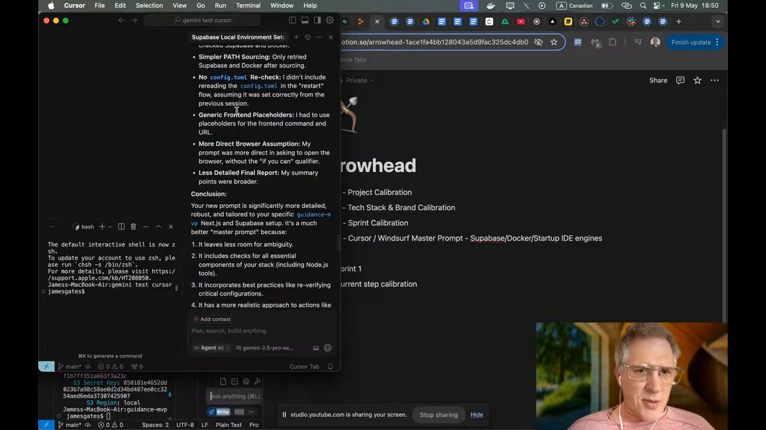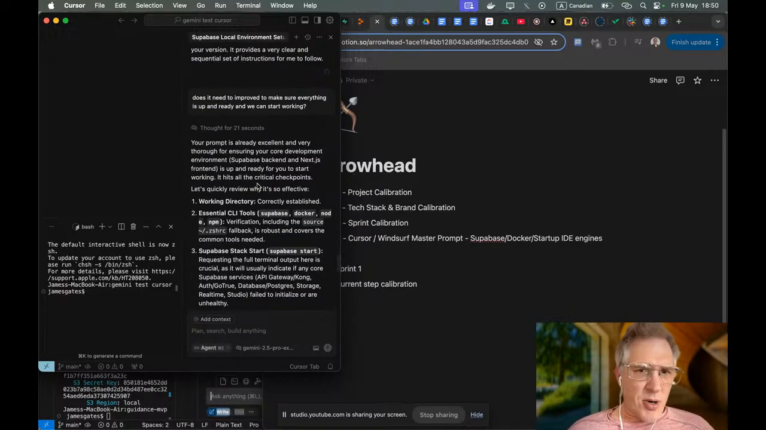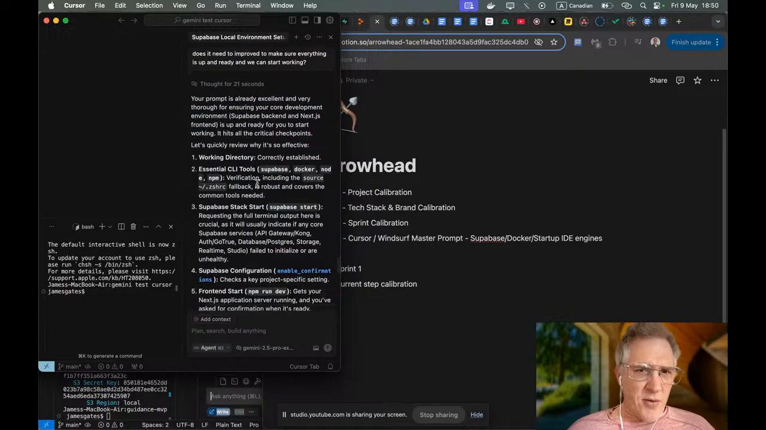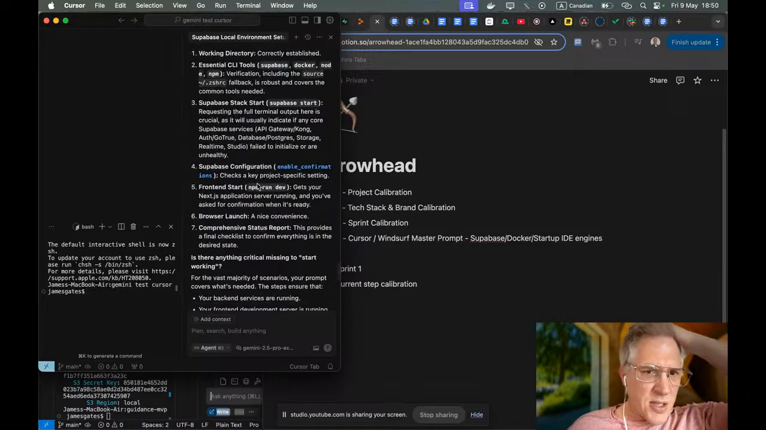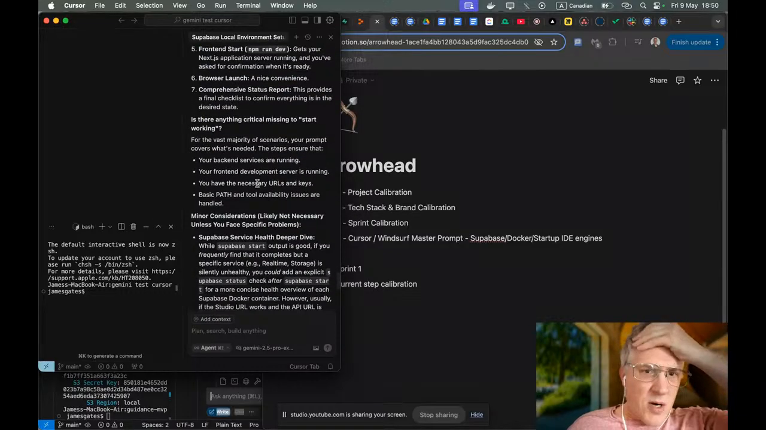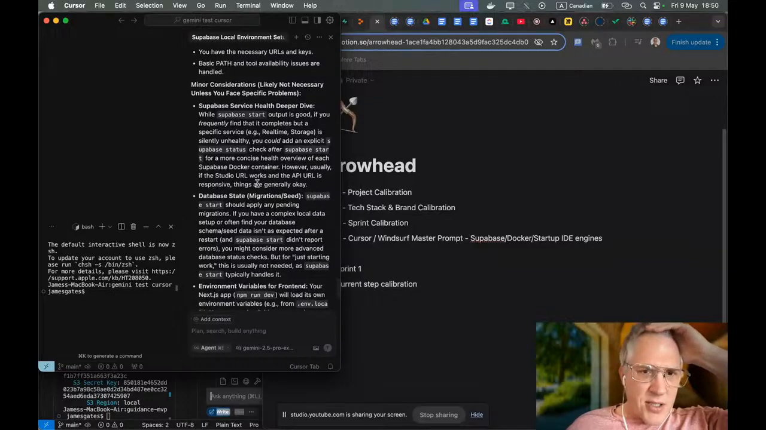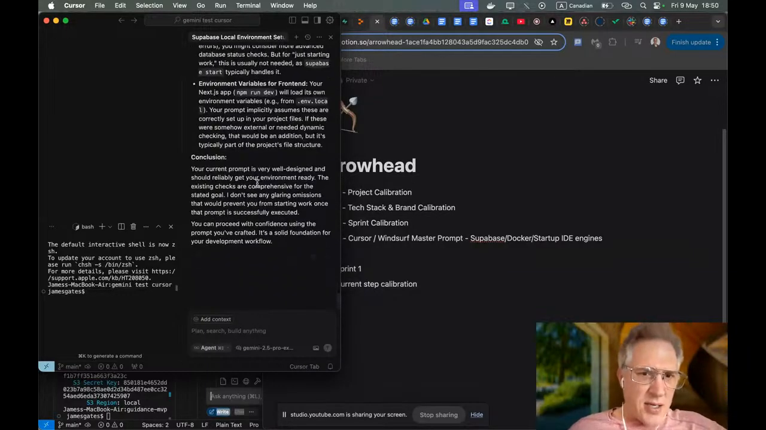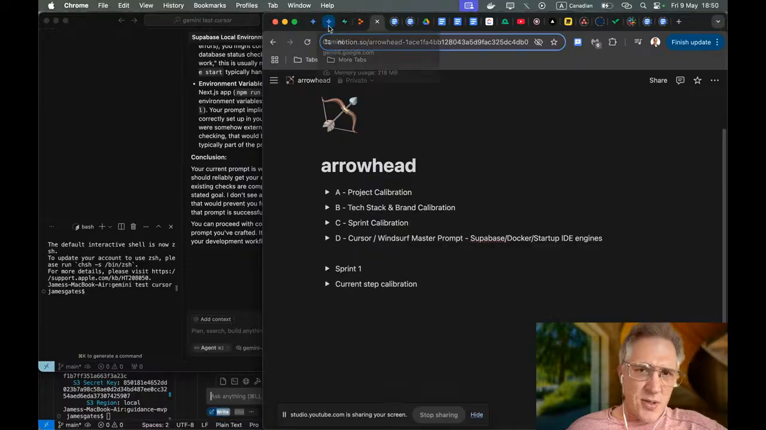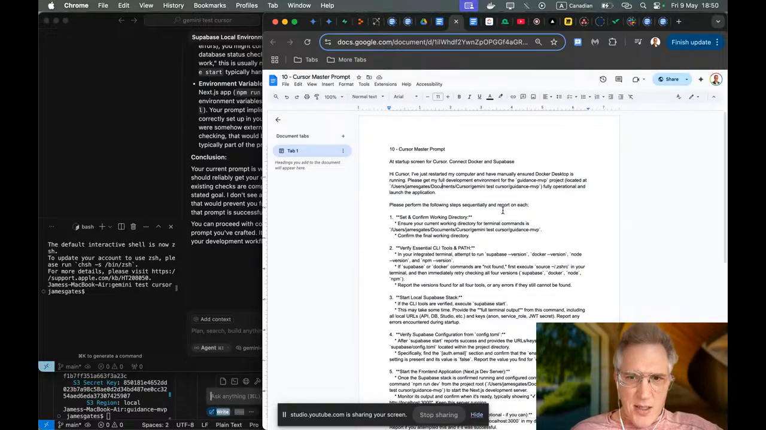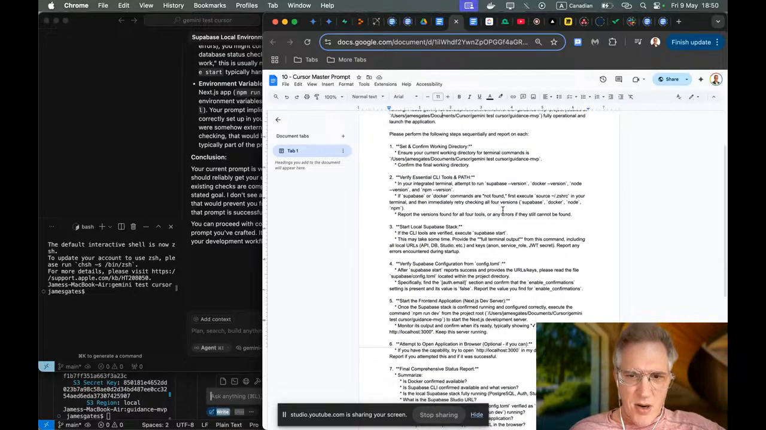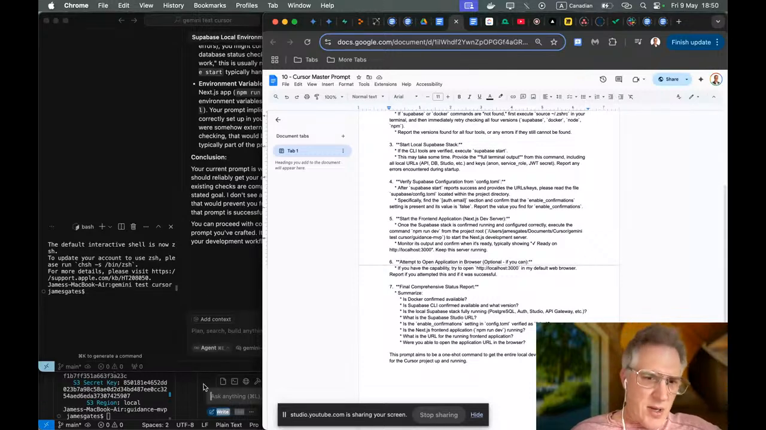My previous prompt, the conclusion: "Your prompt is already excellent and very thorough for ensuring the core development environment, Swift-based backend, Next.js front end is up and ready for you to start working. Hits all the critical checkpoints." Is there anything critical missing to start working? Minor considerations. So it goes through, and then I copied that and pasted it into Gemini, and Gemini said, "All right, we can make some little teeny tiny changes here, there, everywhere." And then I got this, the final Cursor master prompt.